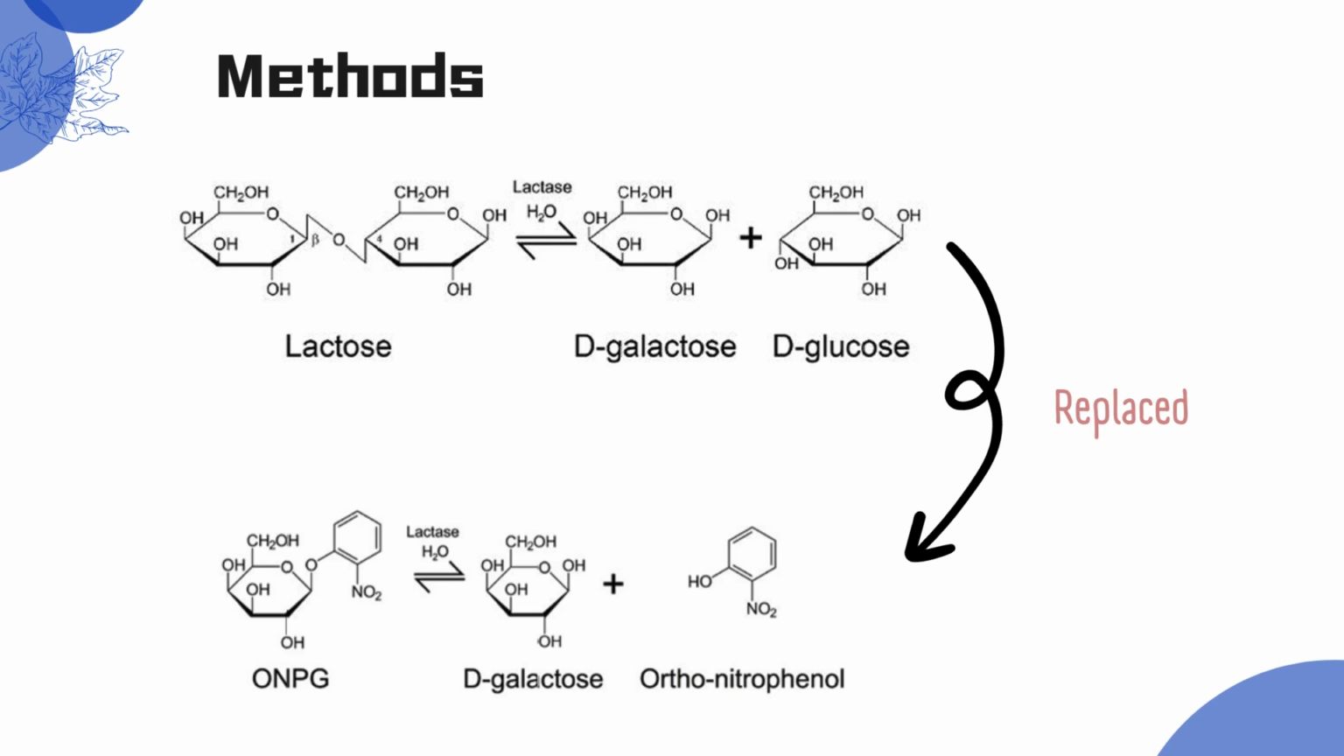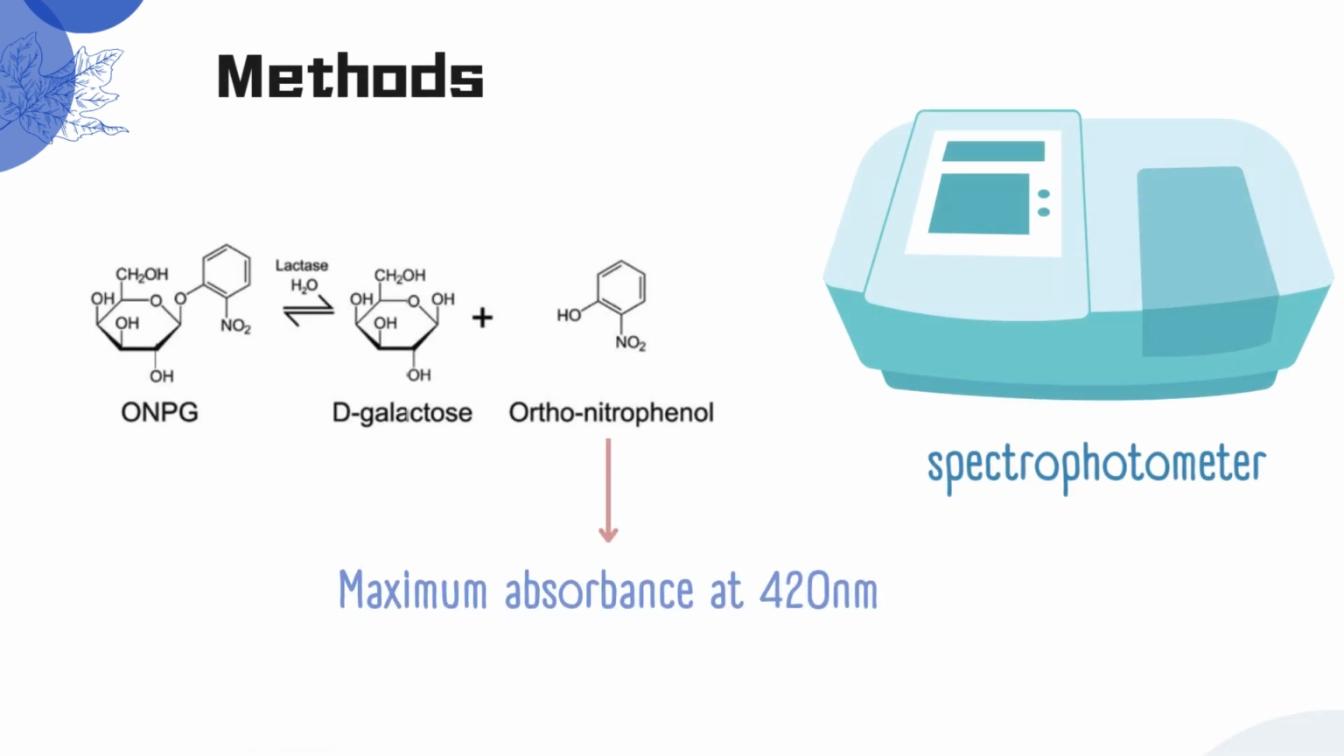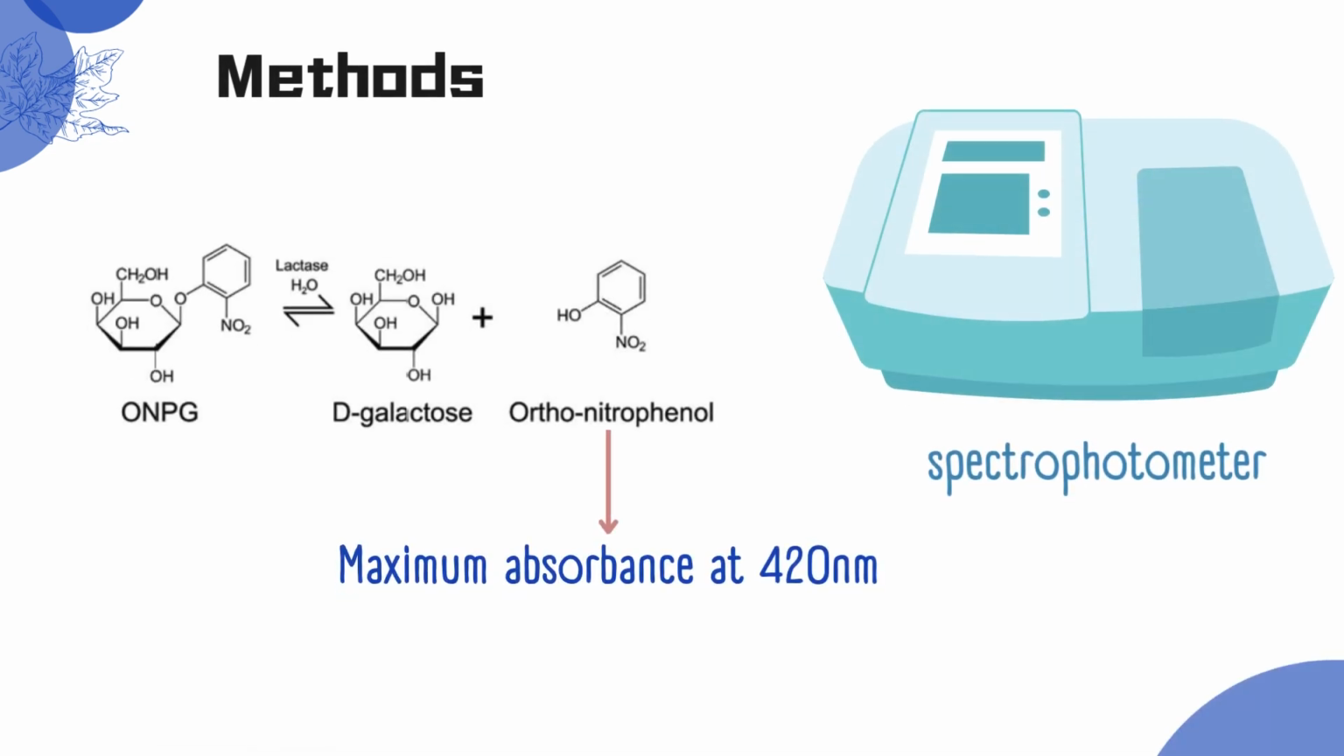So we are going to use another molecule with a beta-glycosidic linkage that mimics the shape of lactose. The hydrolysis reaction can also be catalyzed by lactase. One of the reaction products, o-nitrophenol, has its maximum absorbance at 420 nm, so that we can measure enzyme activity by measuring the concentration of o-nitrophenol and the reaction time.